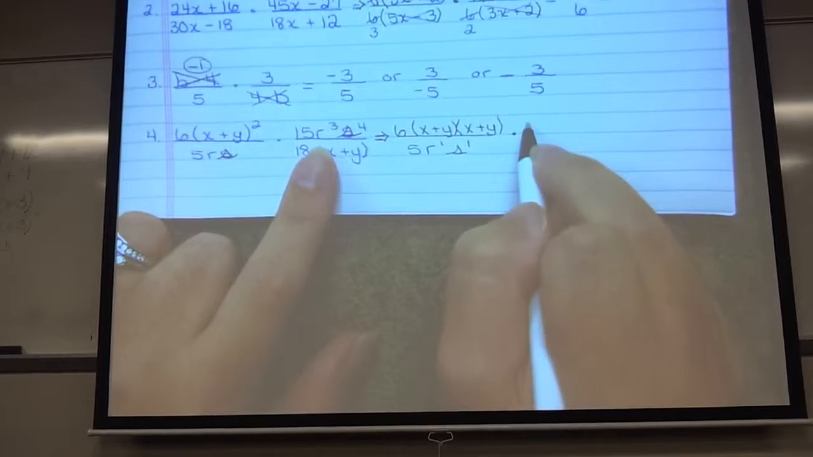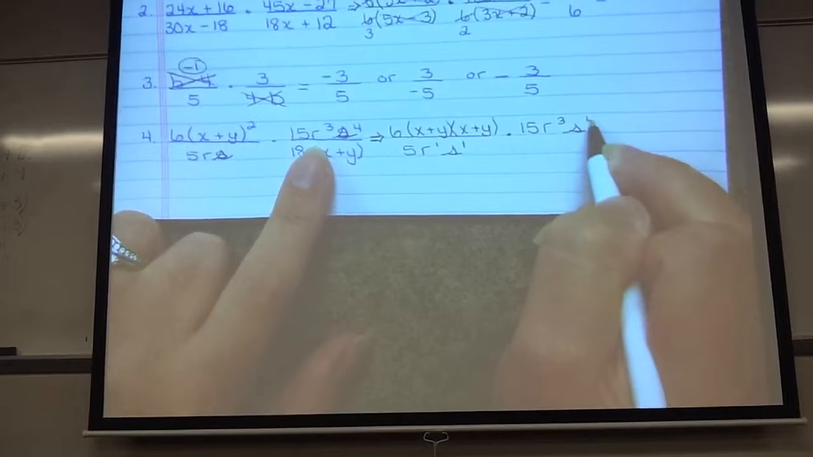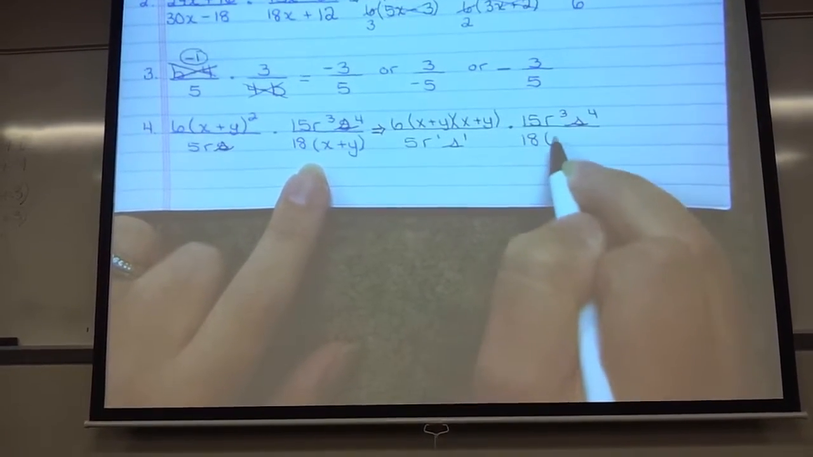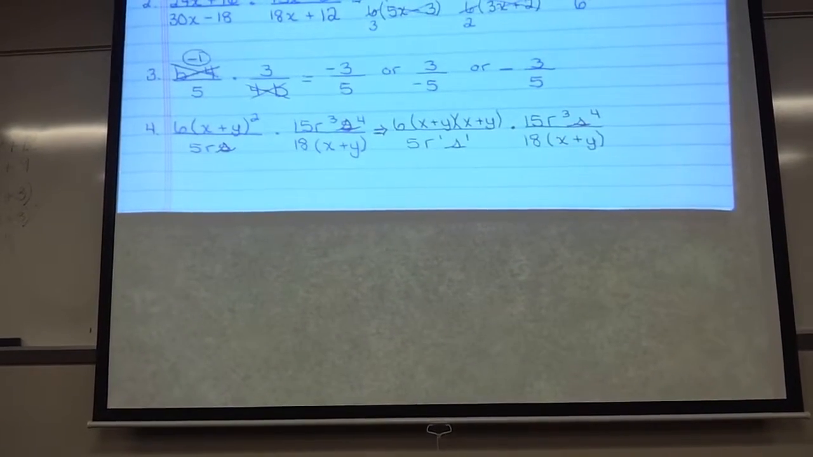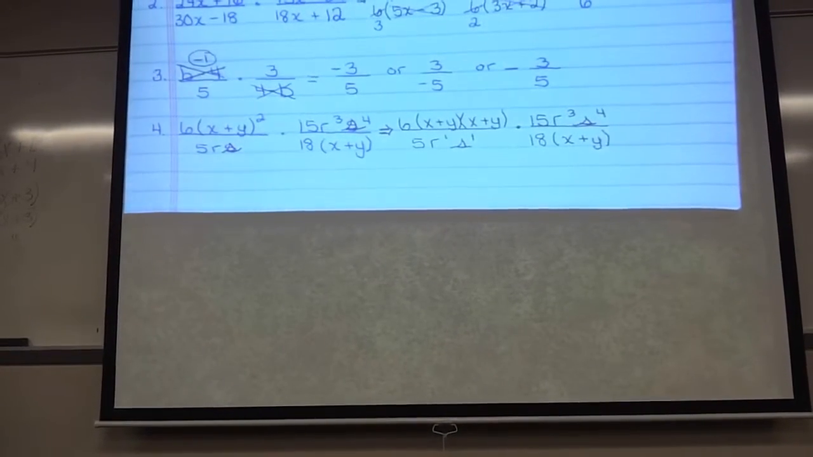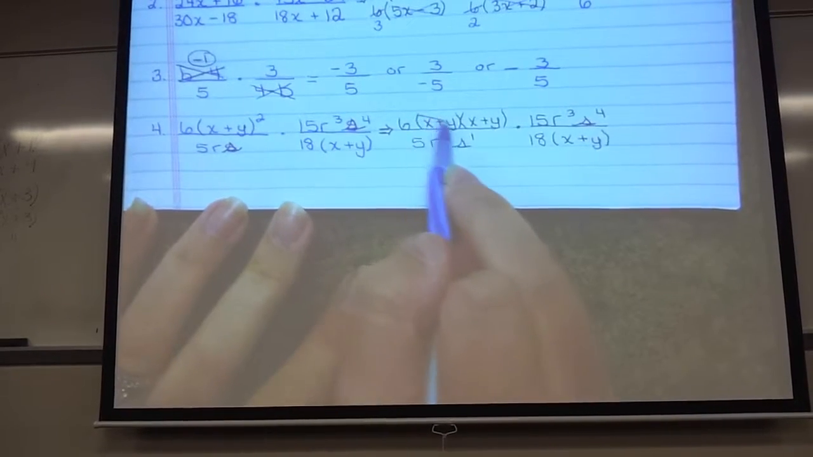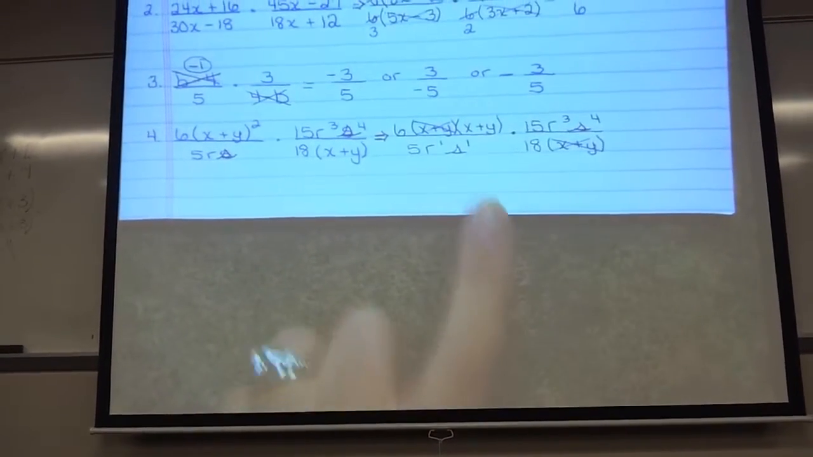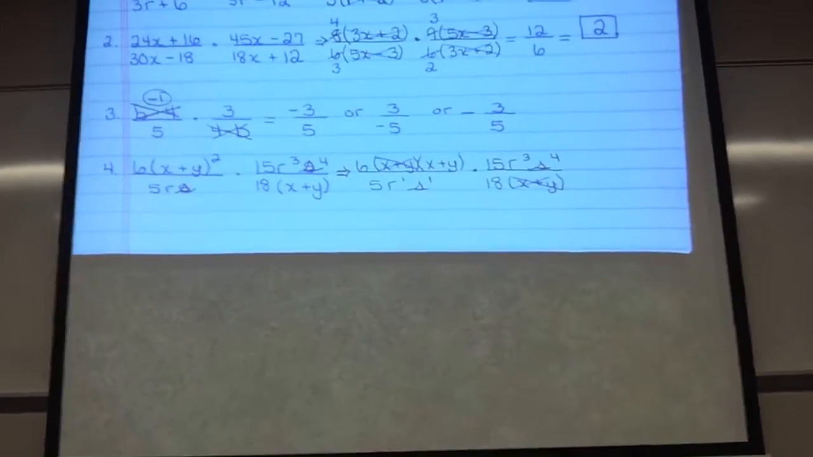times, this one was okay, I'm just going to rewrite it. 15 r cubed, s to the 4th, all over, and this I couldn't really rewrite, 18 times x plus y. Don't have to do that step, it's just in case you need to see it a little bit better. Okay, so let's first look, do we have any common expressions, 2 pieces? X plus y. Okay, now notice, this x plus y cancels with this x plus y. It's only 1 for 1. You can't cancel 2 here and 1 down here. So there's 1 for 1, there's still 1 left up there.